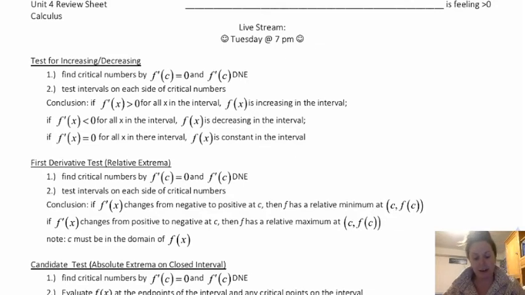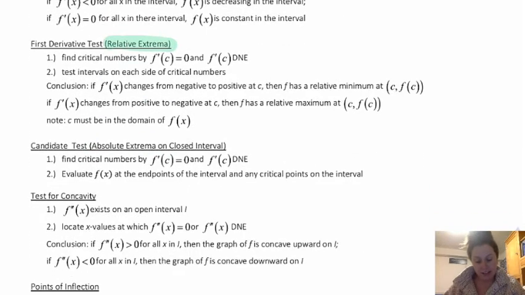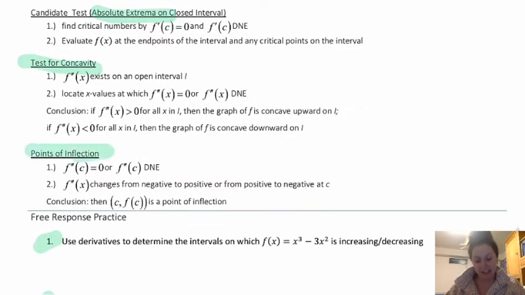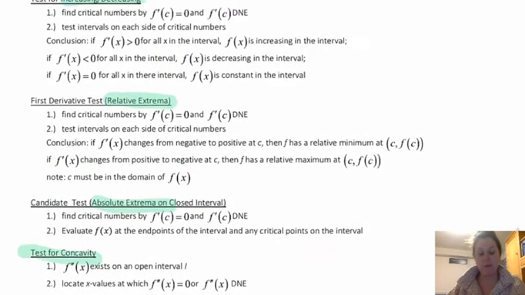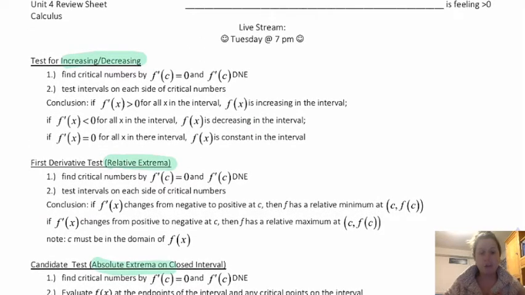So testing for increasing and decreasing, testing for the relative extrema, testing for absolute extrema, testing for concavity, and testing for points of inflection. Those are all things you're going to need to be able to do. And we reviewed those when we did 4-9, but we're going to go through those again algebraically and graphically tonight.